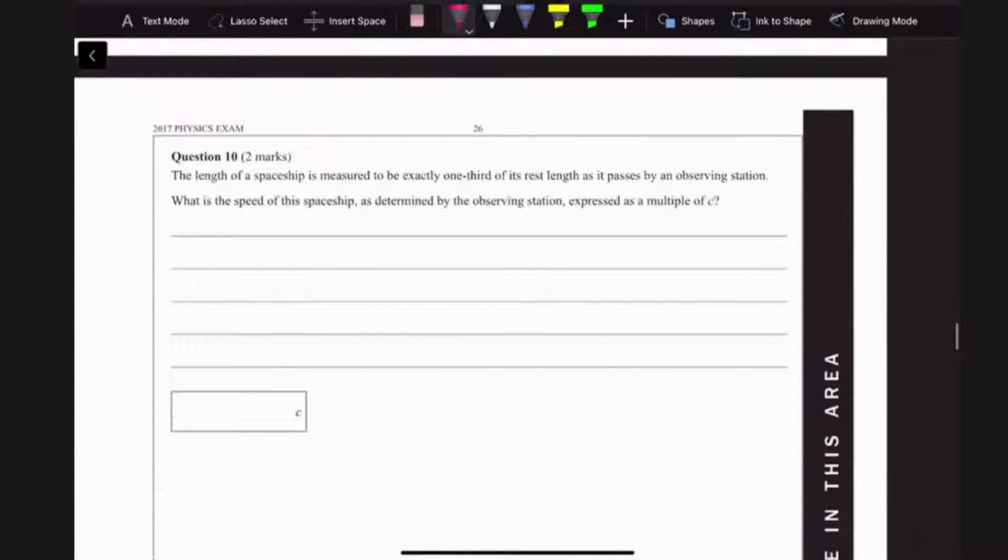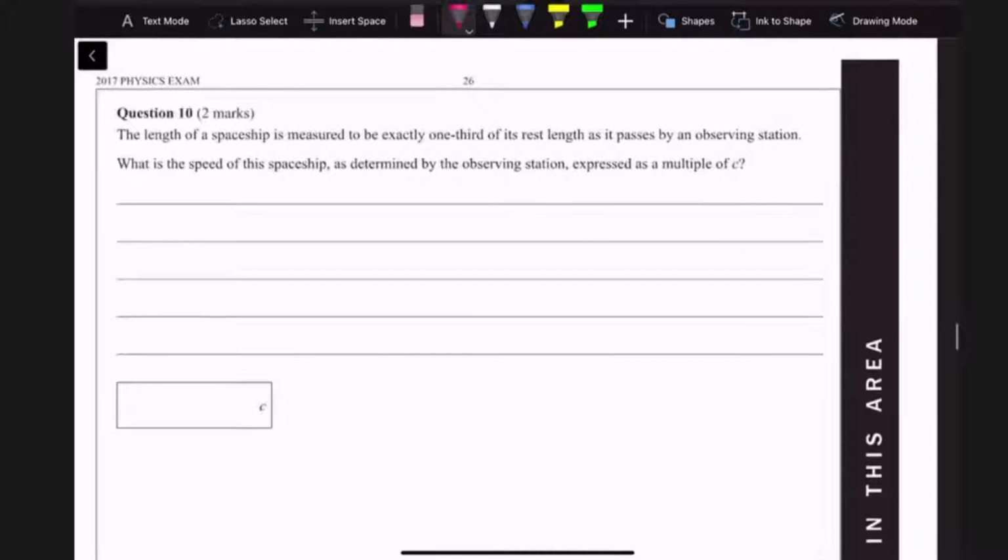So yep. So we have a relativity question now. The length of a spaceship is measured to be exactly 1/3 of its rest length. So L is 1/3 of L0. And then what's the speed? So if L is 1/3 of L0, and we know that L is L0 on the Lorentz factor, so 1 on gamma is 1/3.